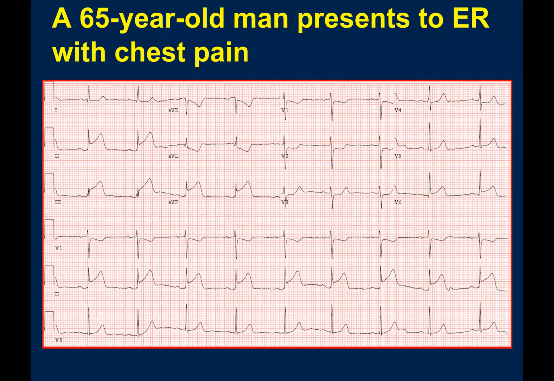So what are the areas supplied by the right coronary artery? If it's dominant, it will supply the right ventricle mainly, and in most people it will also supply the SA node and the AV node, and if it's dominant, it will also supply the inferior aspect of the septum or the posterior wall.